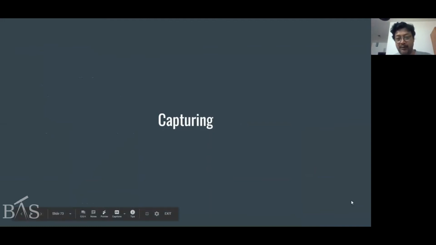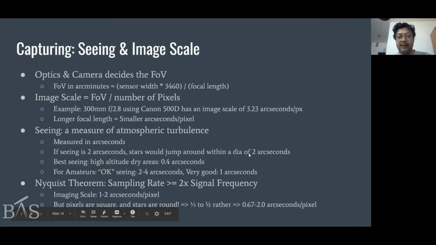Going to get into capturing now. Before we get into the core stuff, how to capture DSOs, workflow, et cetera, there are a few things we want to discuss. One is seeing and image scale. These are very important concepts to understand before you get into imaging. You can search and understand. I'm going to go over this a little bit fast, so if you want to understand in detail, there are many resources you can find on all these topics, and you can also ask questions if you have.